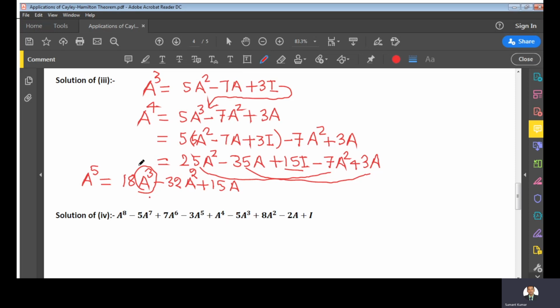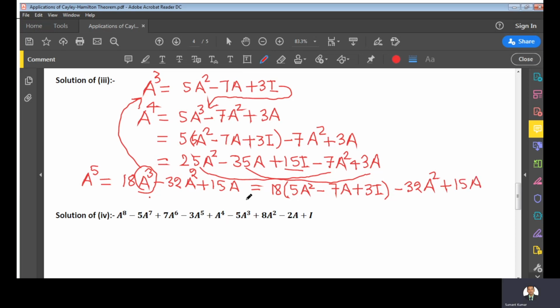So what will you do? You will put this value again, correct? So what will become here? You will get 18 and again 5A square minus 7 times A plus 3i. Correct. This is the expression for A raised to the power 3, minus 32A square. As it is, you will write here plus 15A.